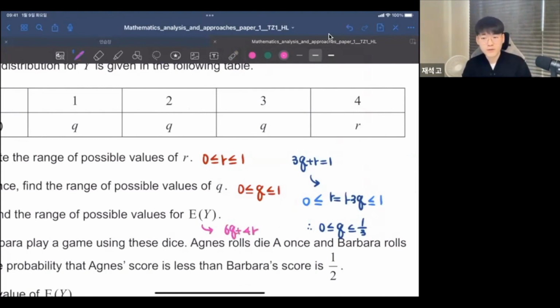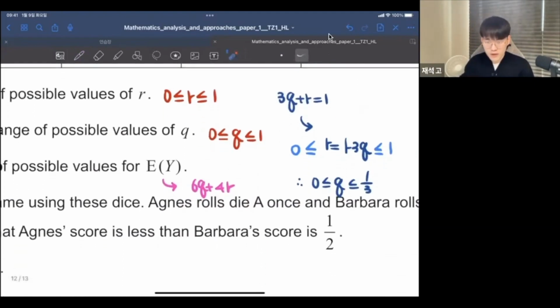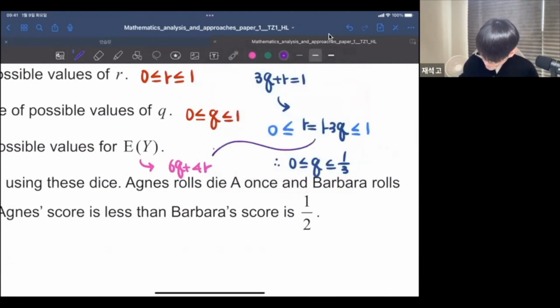Let's start by changing the variables to one. We know the range of Q, right? Unify it as Q. How can we do that? We can change R to Q. So we're going to do it like this. Substitute 1 - 3Q here, so 6Q plus 4 times (1 - 3Q).